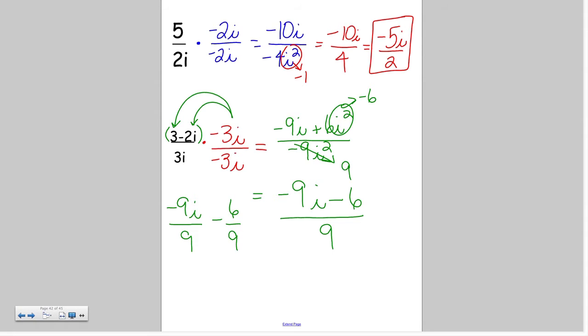Now, remember the real part comes first, so I'm going to switch those two when I write my final answer. Because the 6/9 is the real part, so I'm going to write that first. When I simplify that, I get negative 2/3. When I simplify negative 9 over 9, those cancel, and I'm left with minus i, because it's still a negative up there. If you want to pause it here and try the ones at the top of page 20, pause it here.